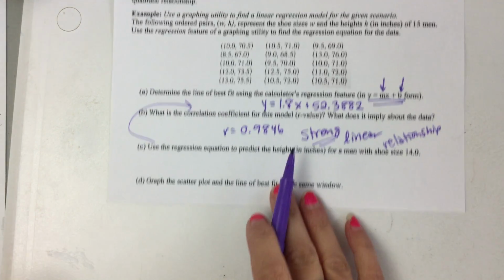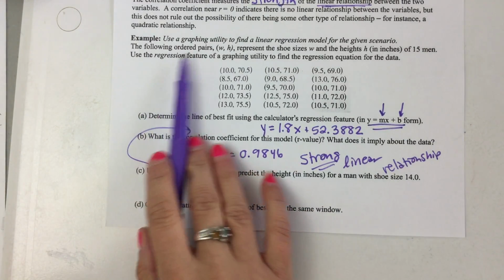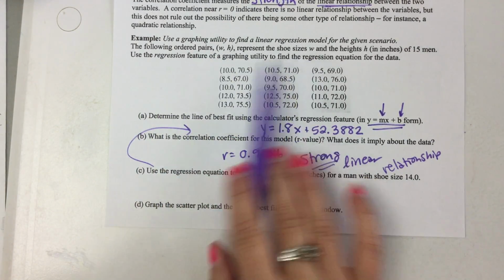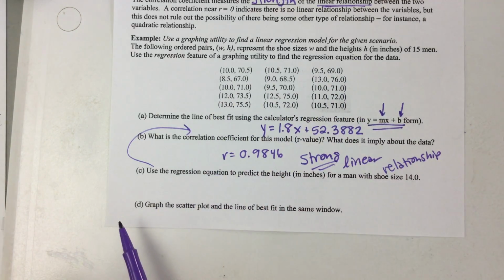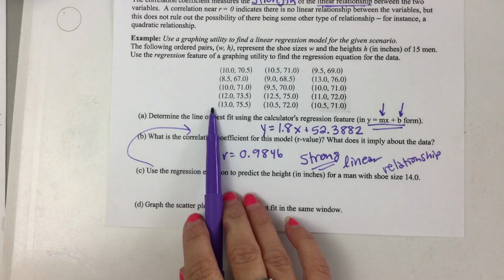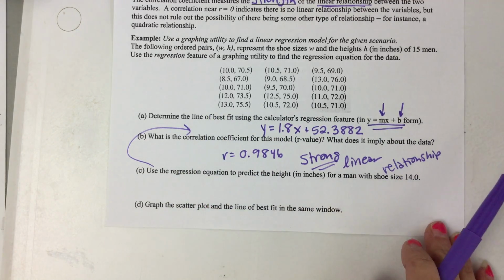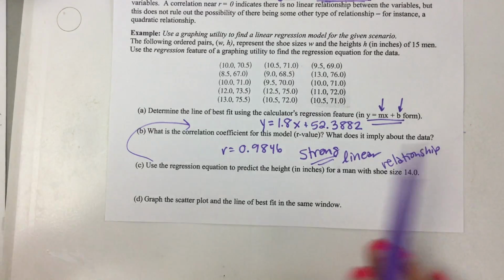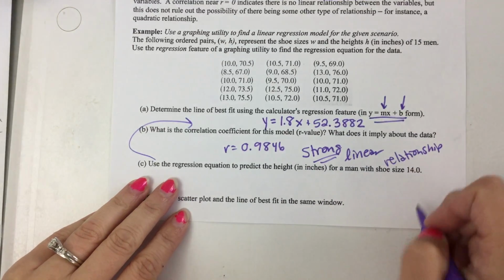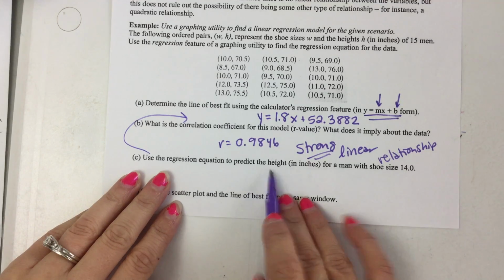Okay, my bad, I didn't even read the problem to you. The following ordered pairs represent the shoe size. The X value is the shoe size, and it tells you the height in inches of 15 men. So you know their shoe size and how tall they are. They want to see, does having bigger feet really mean you're going to be taller? So we're going to predict the height.